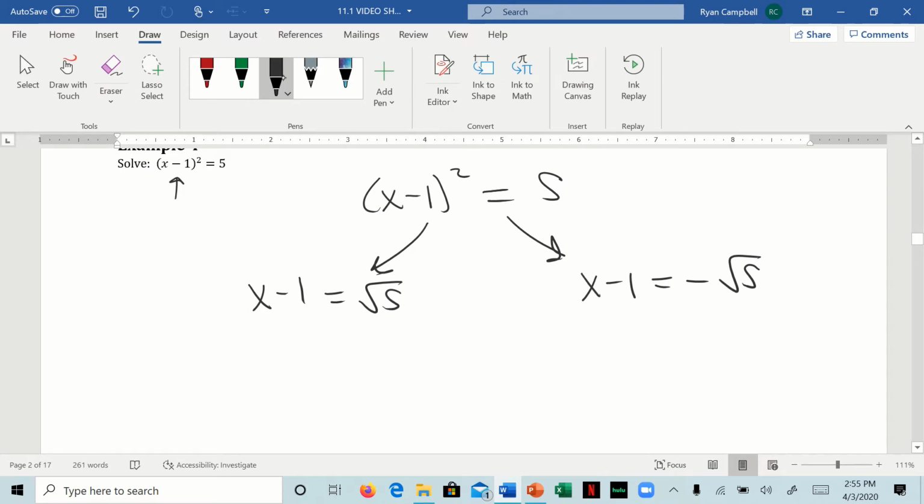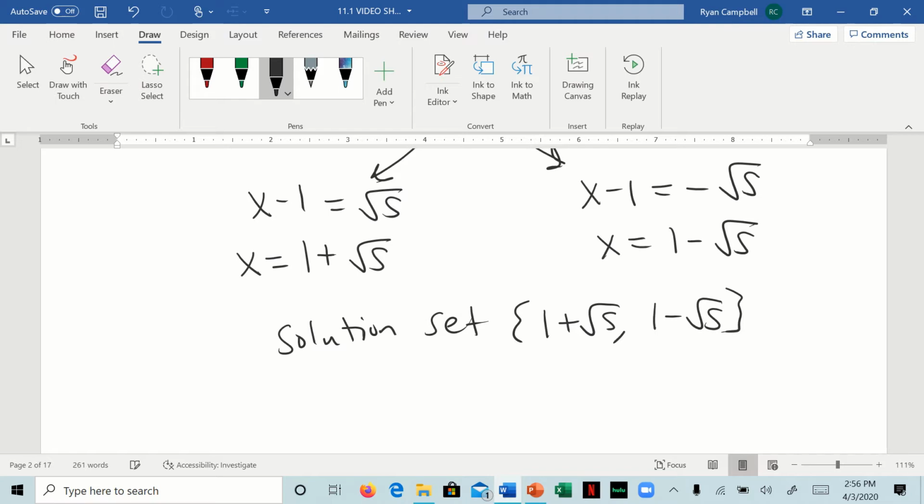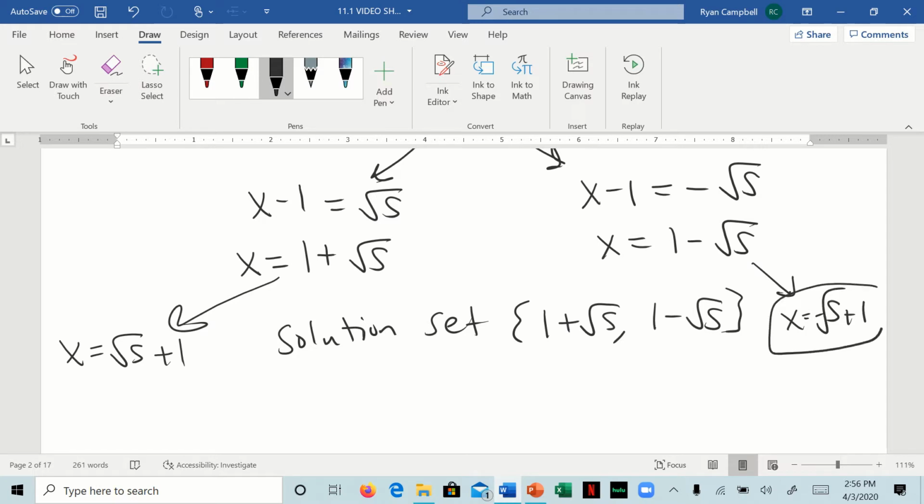So if we want to solve for x, step 3, we just have x equals, add 1 to both sides, 1 plus the square root of 5, and x equals 1 minus the square root of 5. So our solution set is 1 plus the square root of 5, 1 minus the square root of 5. And if you ended up with something like x equals the square root of 5 plus 1, that's fine too. Or x equals negative square root of 5 plus 1, that's also fine. I just think this looks a little prettier. Have a little bit of symmetry here. But if you're like this, totally okay.